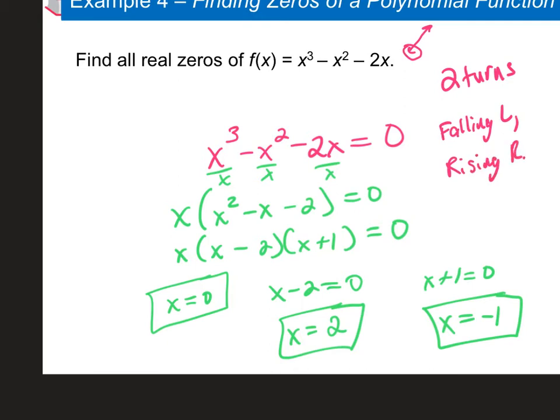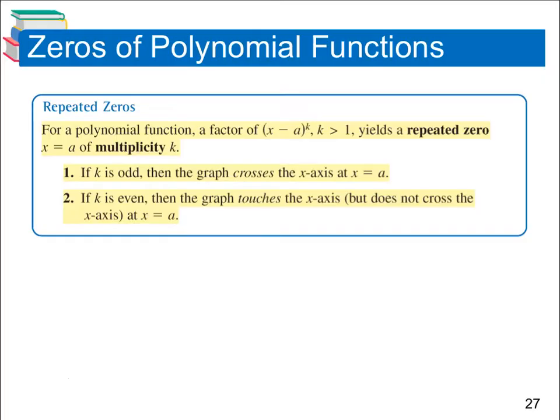You're going to have a question on your quiz that's going to ask you, tell me how many turns, tell me the end behaviors, tell me the zeros, tell me this, tell me that. Most of the stuff you can tell just by looking. The only thing you're going to have to do mathematically is factor. Does that make sense? You guys okay with the factoring there? Guys? Yes. Thank you. Okay.